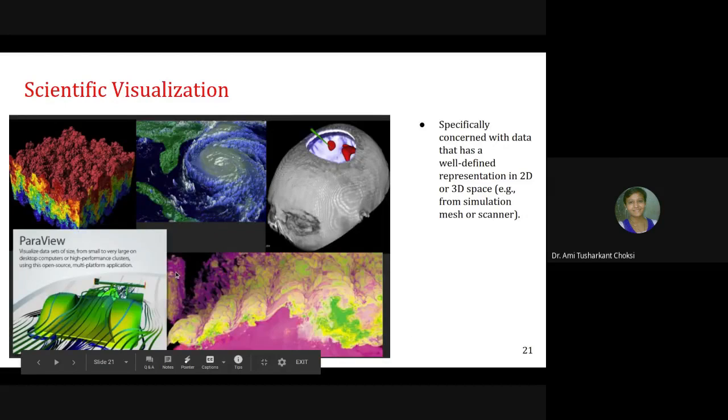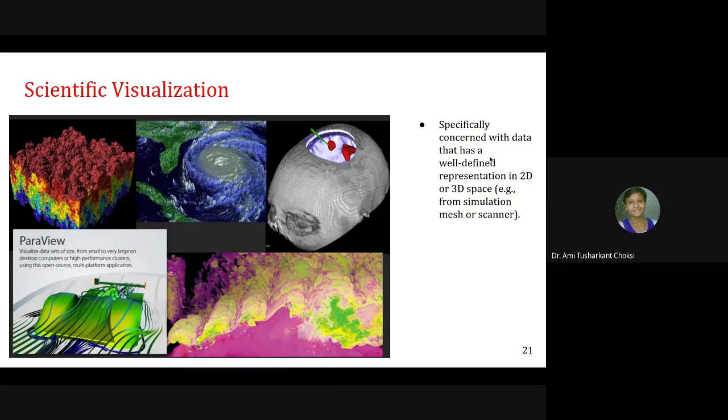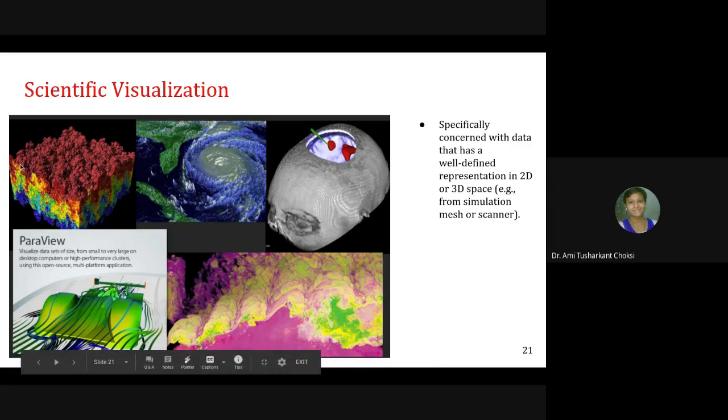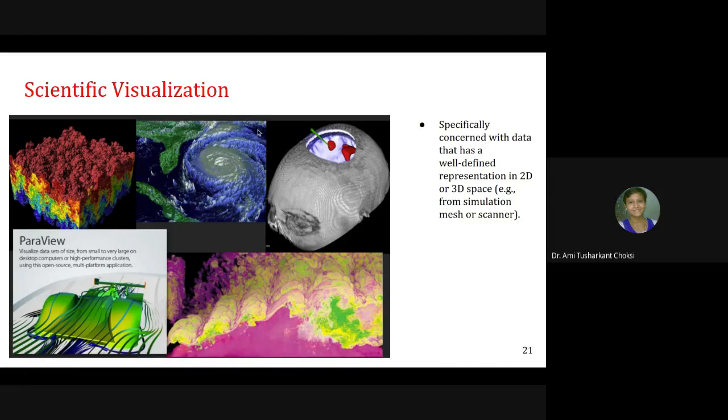So, what sort of scientific visualization can we see? It is specifically concerned with data that has a well defined representation in 2D or 3D space, right? That means from a simulation mesh or scanner. So we can see in the image this type of visualization is there, and what is it called? That is scientific visualization.